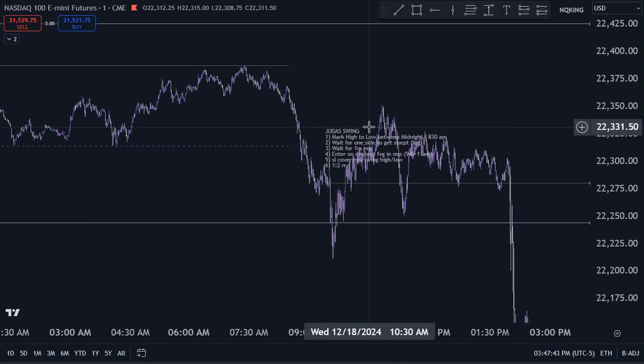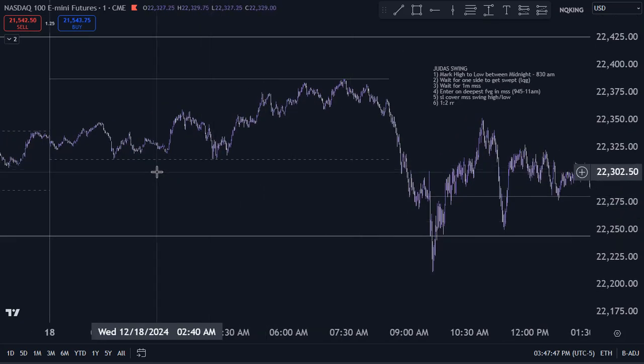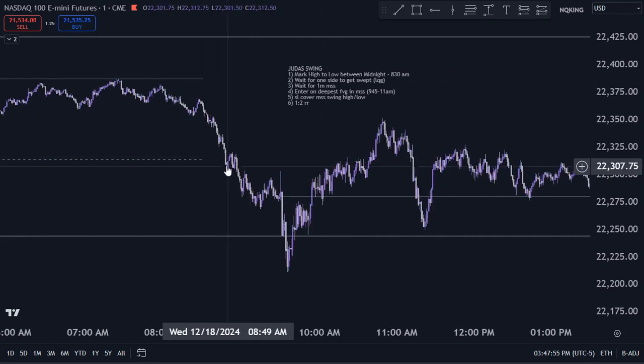Rules, checklist, whatever you want to call it. All right, so we can see that we had relatively equal lows right here at 1:35, or 4:09, whatever you want to call it. These are our lows, these are our highs. And then we get a liquidity grab at 8:47, right? We're taking out the lows.